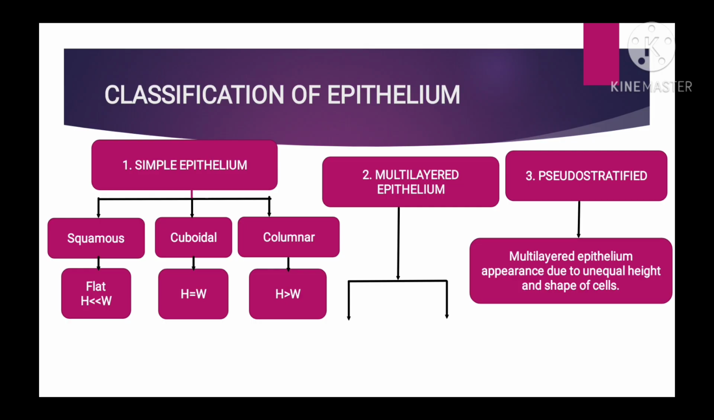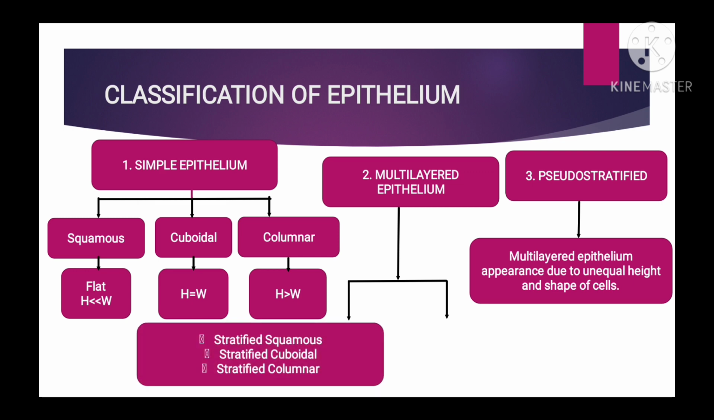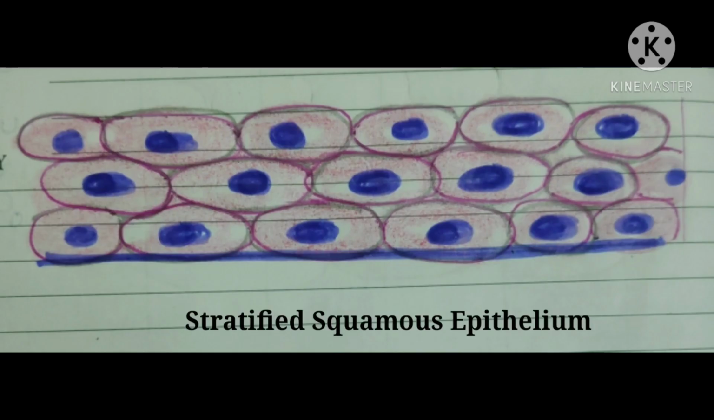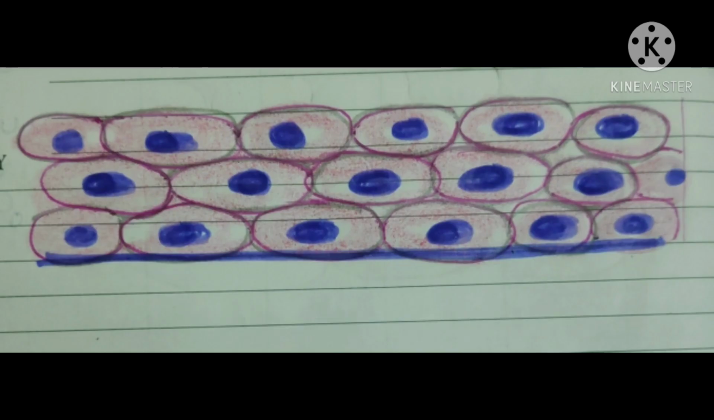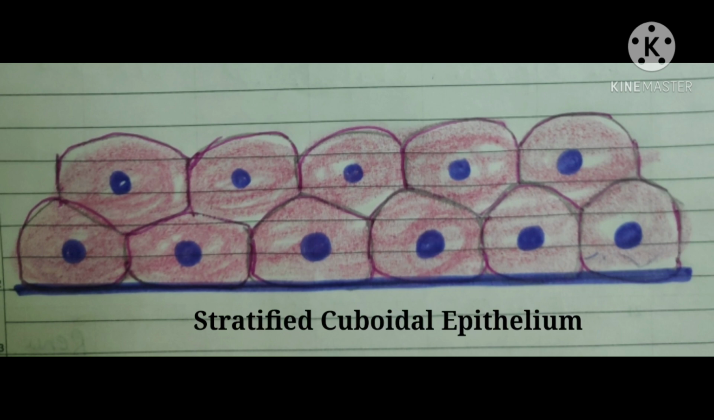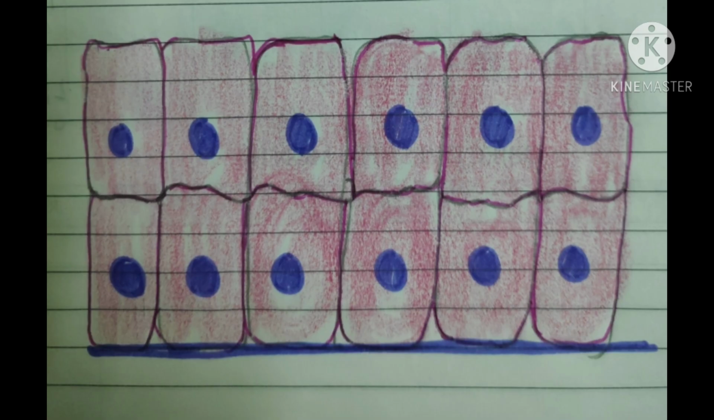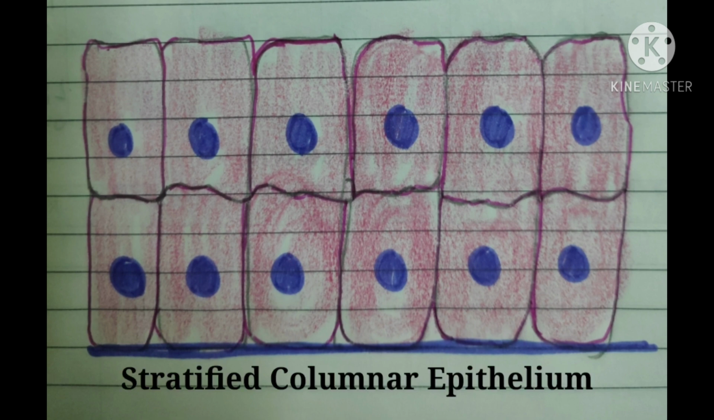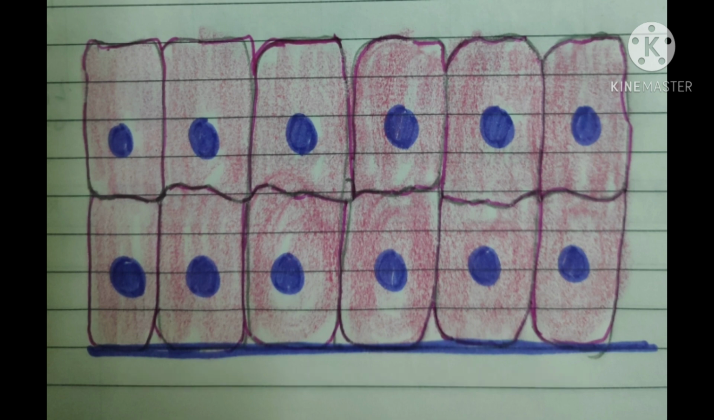Stratified epithelium can be further divided into stratified squamous, stratified cuboidal, and stratified columnar on the basis of the shape of the cells on the superficial layer. Schematic representation of stratified squamous epithelium. Schematic representation of stratified cuboidal epithelium. This is the schematic representation of stratified columnar epithelium.